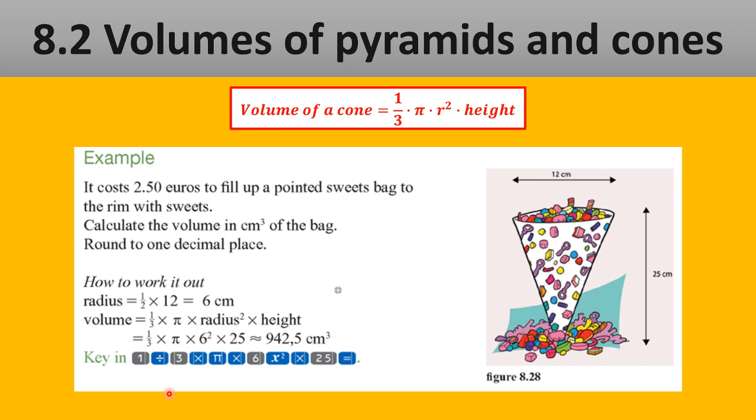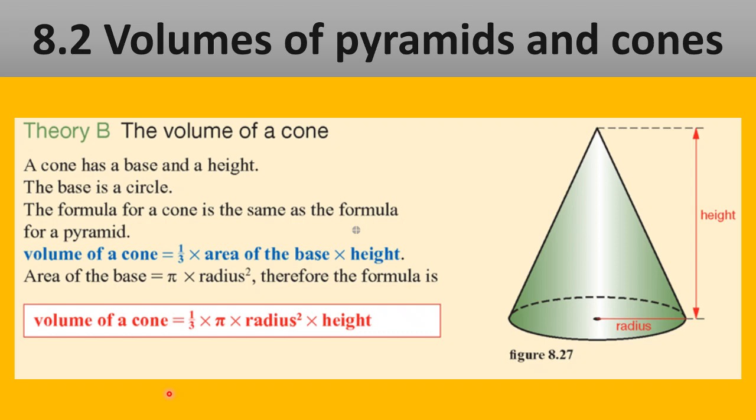And that was already what I wanted to discuss here. So remember, the volume of a cone actually is the same formula as the volume of a pyramid, only with the area of the base being substituted by pi r squared. Because you know that the area of the base is always going to be just a circle.